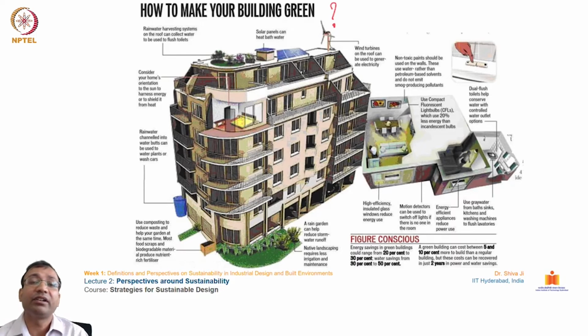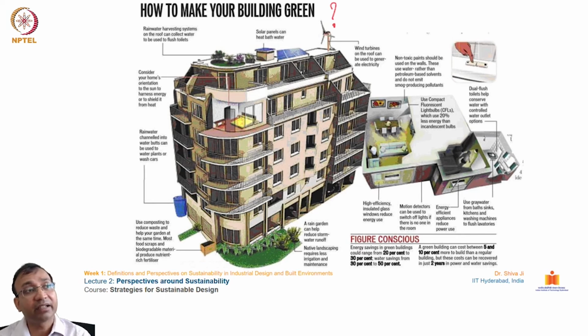There are several efforts, several corrective measures which can be taken in the different components, different parts of the building. You can see in this slide over here, starting from the top, it has windmills, solar panels, and a green terrace garden on top of it.